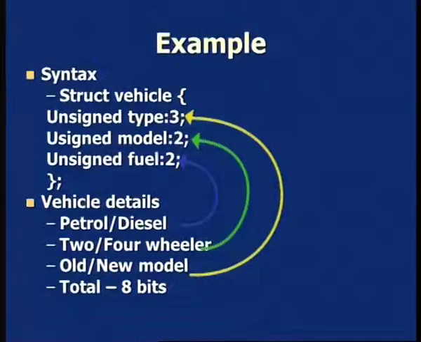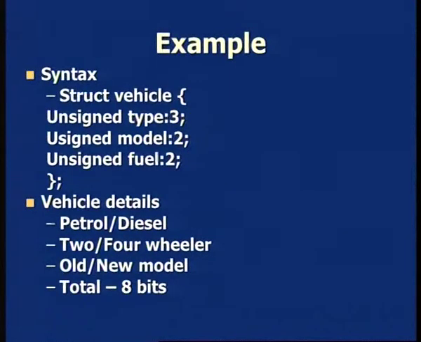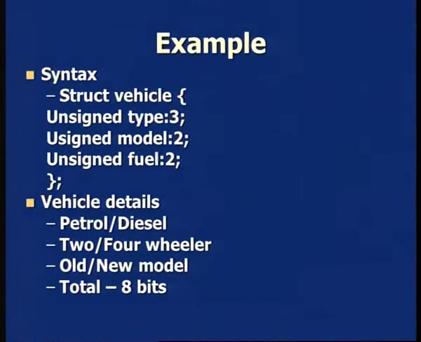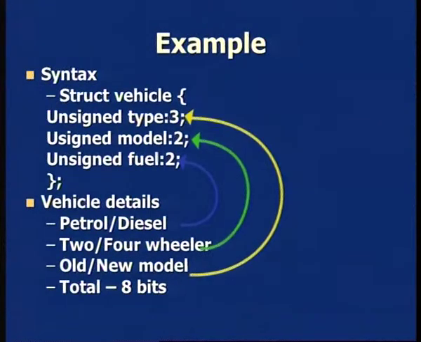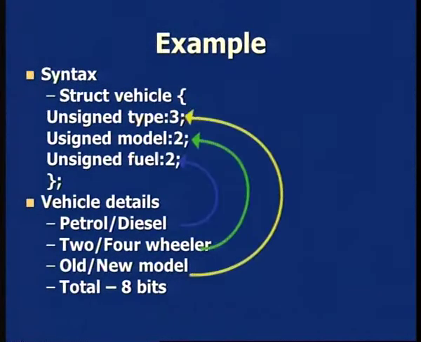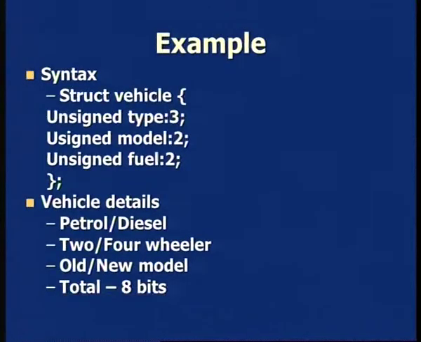So what does this signify? This is the example. Here you are trying to represent vehicle details. If you want to know whether the vehicle is a petrol or diesel type, that is why this unsigned fuel is over here. You want to know whether it is a 2 or a 4-wheeler, and then whether it is an old or a new model. So you have 3 categories over here. According to the user's discretion, if we just have 8 bits, it is enough to find out all these details.